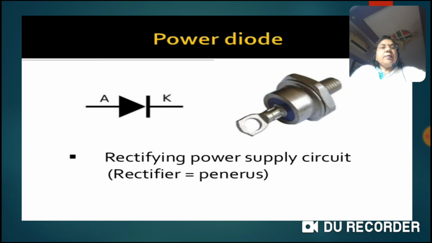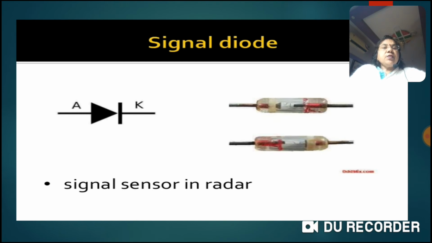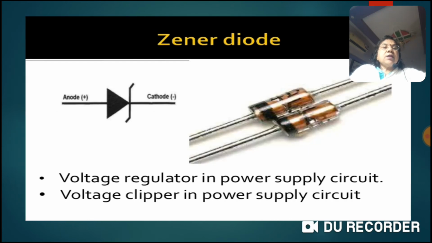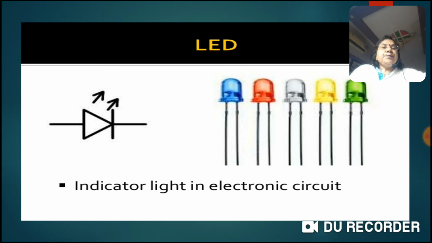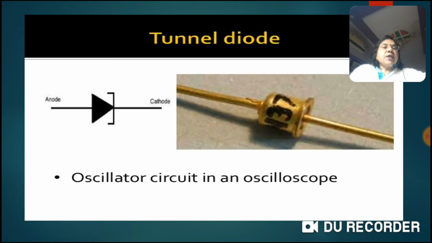Now there are many types of diodes available in the market. The first one you can see here is a rectifying diode or PN junction diode. It is used in rectifying power supply circuits. The second diode is known as the signal diode. It is used as a signal sensor in radars. Then there is the Zener diode. It is used as a voltage regulator and voltage clipper in power supply circuits. Then LEDs, light emitting diodes. They are used as indicator lights in electronic circuits.